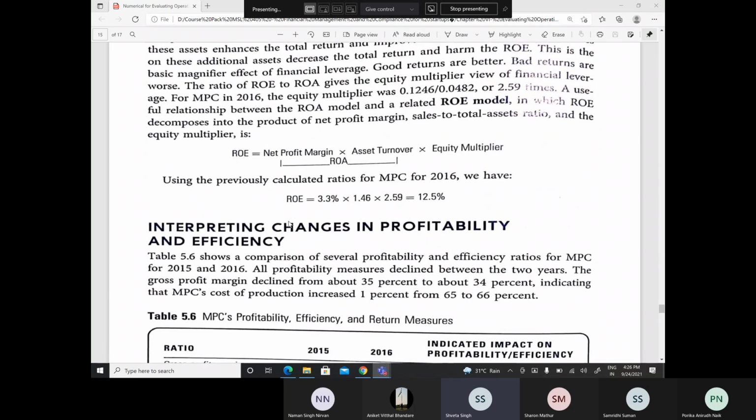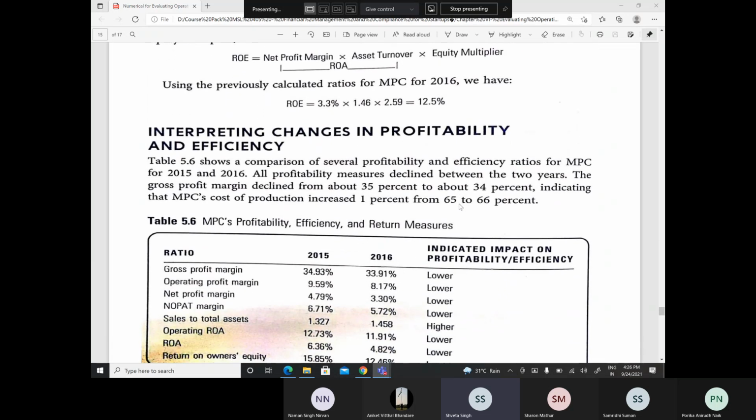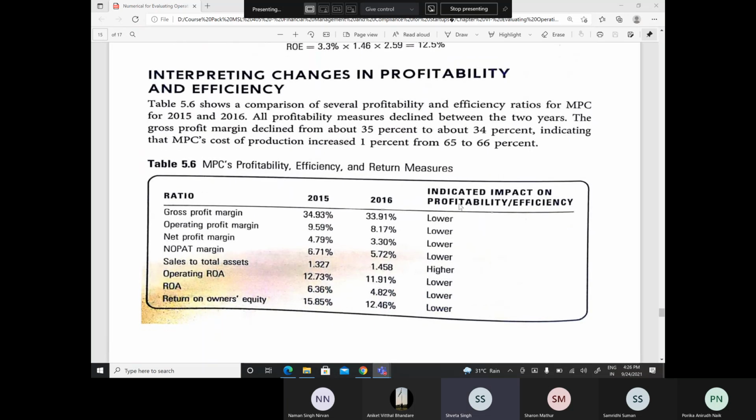Now, using the previously calculated ratios for MPC for 2016, we have an ROE of 3.3% times 1.46 times 2.59, which is 12.5%. Okay. So these are some of the very, very popular efficiency and return ratios. Now let us look at how we interpret these ratios. So table 5.6 shows a comparison of several profitability and efficiency ratios for MPC for 2015 and 2016.